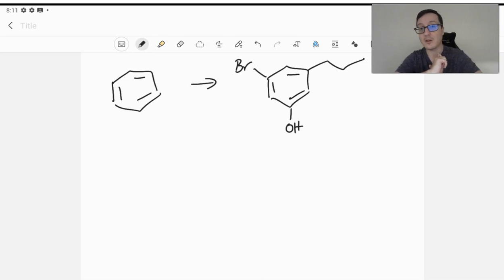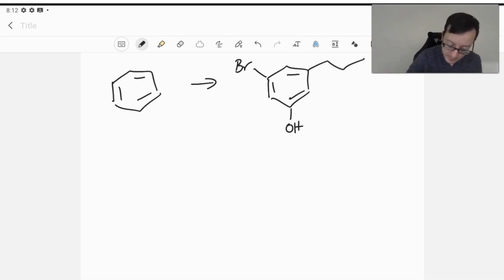Are they ortho-para to each other? Are they meta to each other? How can I guide these substituents to be in the right spot? So, let's take a look. First things first, how do we put these things on?